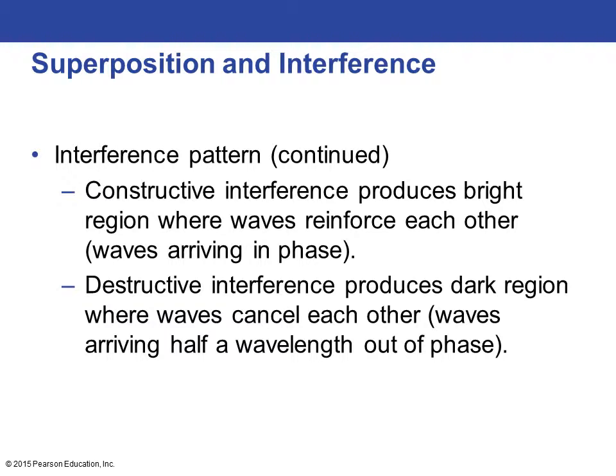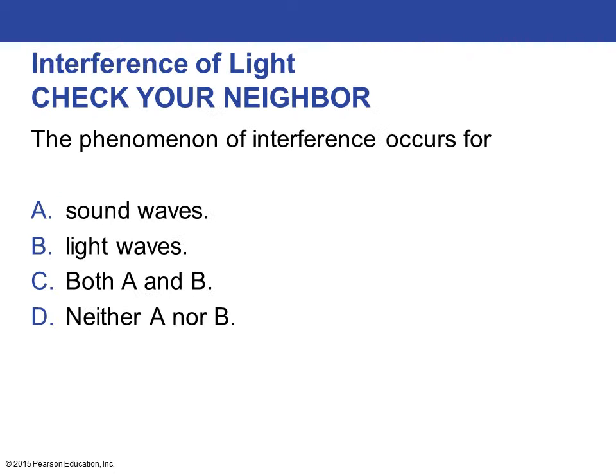So the waves are arriving in phase, or you're having two crests occurring at the same point and the troughs occurring at the same point. And then destructive interference produces a dark region where the waves cancel each other. So the waves are essentially halfway out of phase, and you have a crest occurring where a trough occurs on the other wave. Okay, so let's go ahead and do a review question.